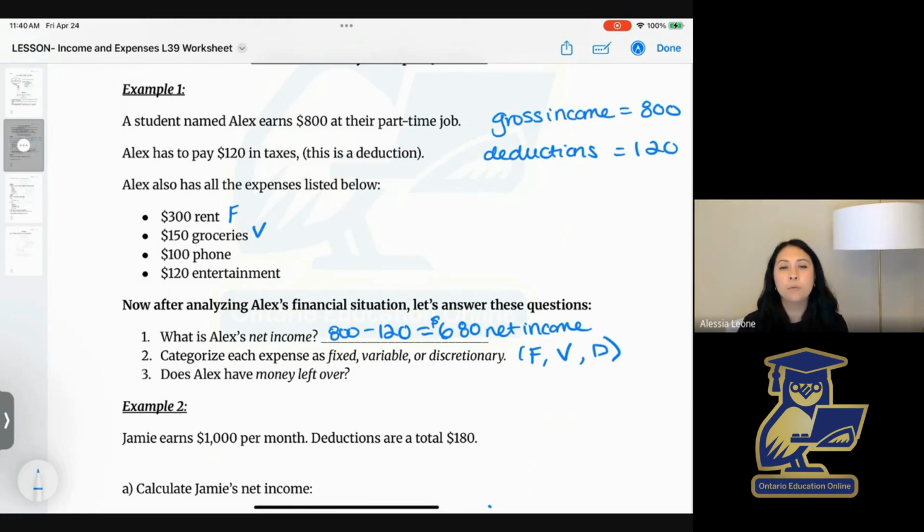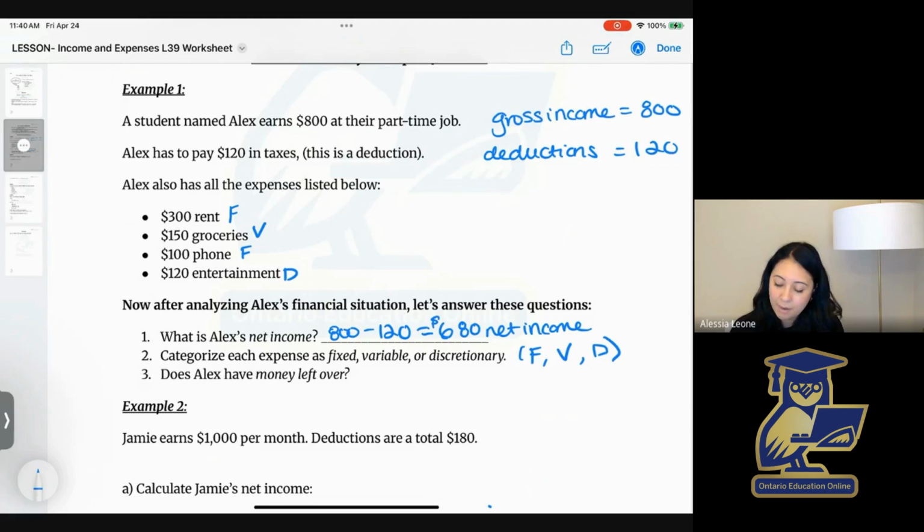Let's think about a phone bill. We have phone plans and we choose that plan because we know our monthly costs. So that's a fixed expense. That will not change. And $120 on entertainment. Entertainment is discretionary.